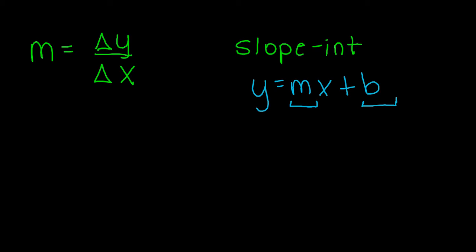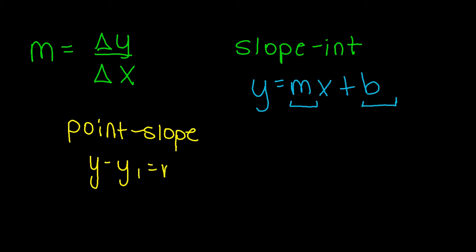We also spent some time talking about a different form of linear functions, and that was point slope form. Point slope form looks like y minus y1 equals m times x minus x1. So far, we've talked about a constant rate of change, slope-intercept form, and point slope form. Today, we're going to talk a little bit about the third and final form that we need to know about, and that is called standard form.